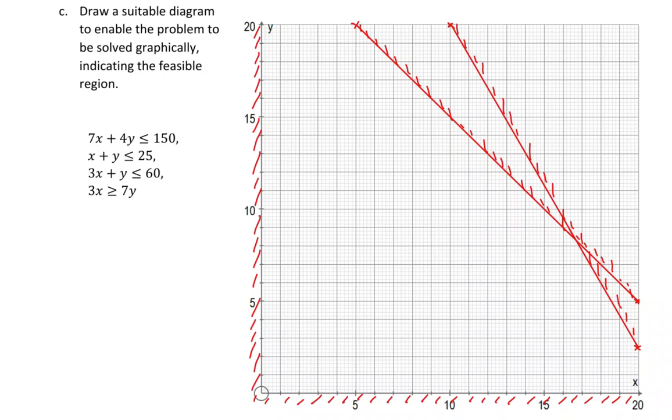Right, next, the 3x plus y is less than or equal to 60. Well, when y is 0, x is going to be 20, so it's definitely going through that point. So that's good. Right, I need one more point. So what if x is 15? So we're going to get 3 lots of 15, so 45 plus y is 60. So that means y is 15. So 15, 15 is a point.